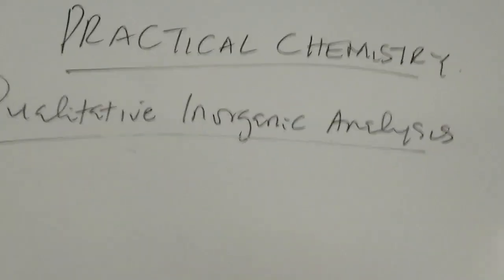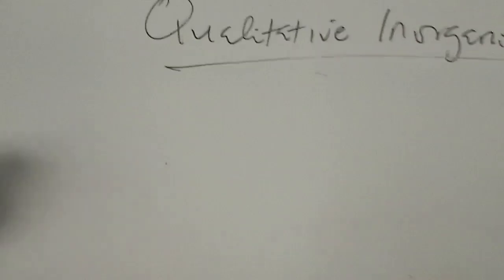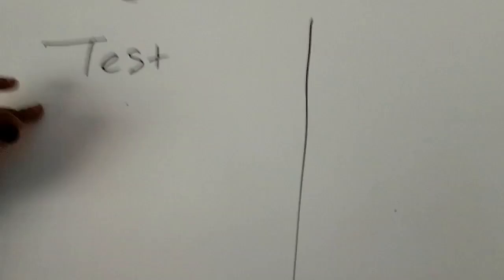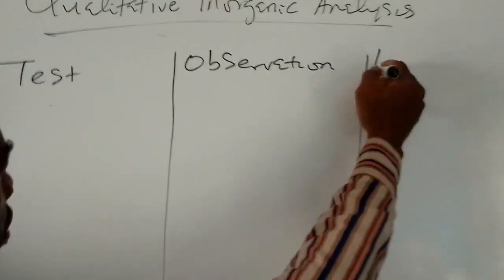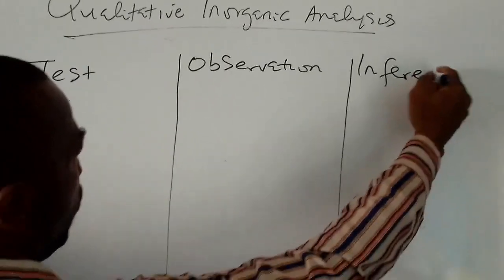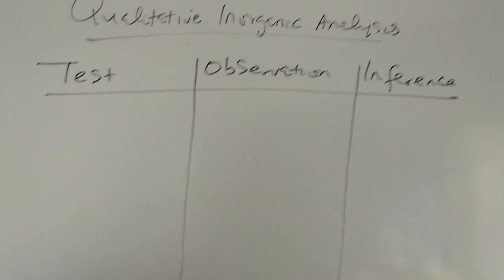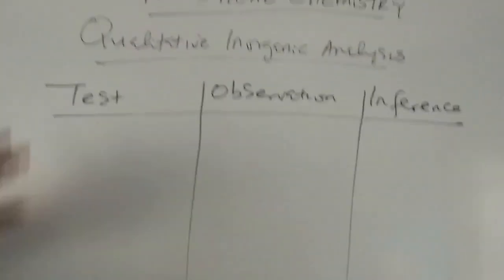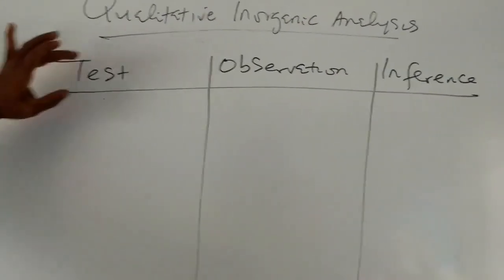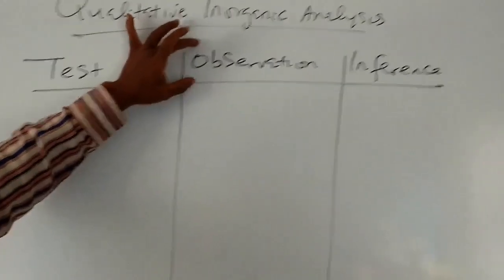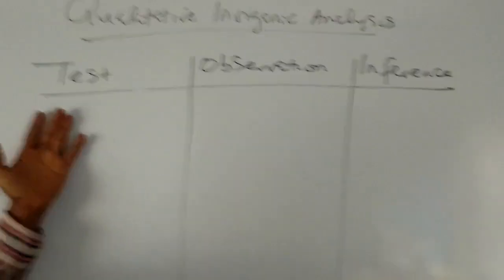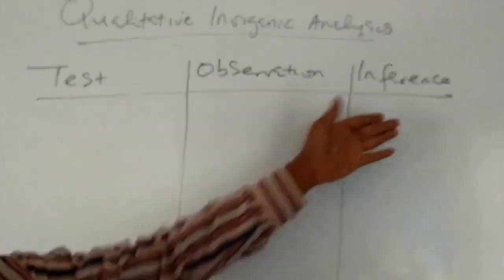So when you want to identify cations in chemistry, we need a table. The format: we draw a table. On the first column, we write test. Second column, we write observation. And the third column, we write inference. So this is the format to identify cations or anions in practical chemistry. Test means the experiment you're going to do. Observation is what you observe after you have done the experiment. Then inference means your conclusion.